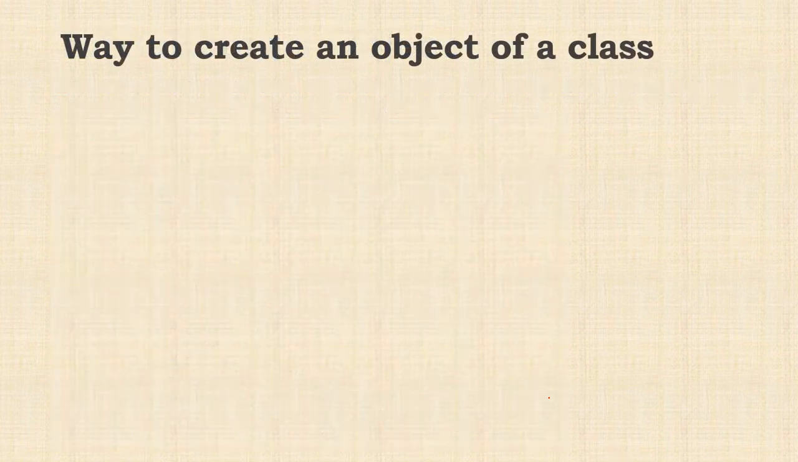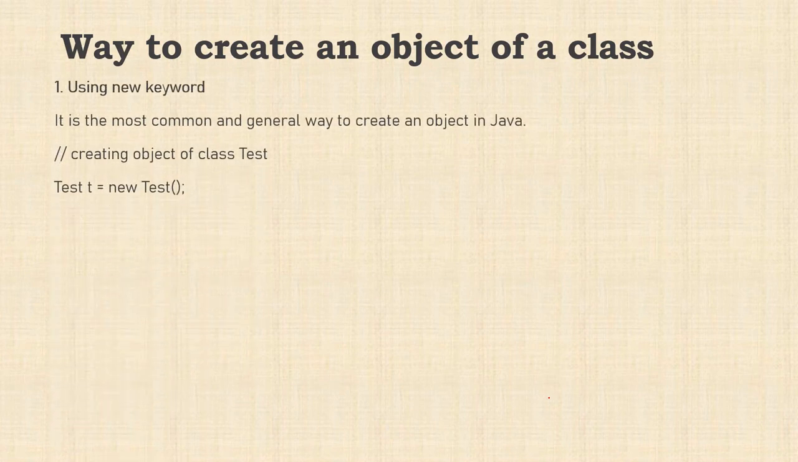We have to create an object of a class. So how many ways can we create the object of a class? We'll see one by one. First, using the new keyword. It is the most common and general way to create an object in Java. If you have a test class, then Test t = new Test(). With the help of the new keyword, you can create the instance of any class.